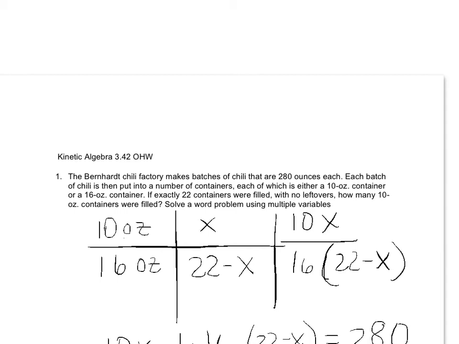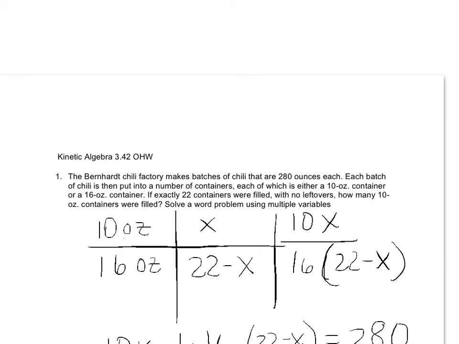The Bernhard Chili Factory creates batches of chili that are 280 ounces each. Each batch of chili is then put into a number of containers, each of which is either a 10-ounce container or a 16-ounce container. If exactly 22 containers were filled with no leftovers, how many 10-ounce containers were filled?